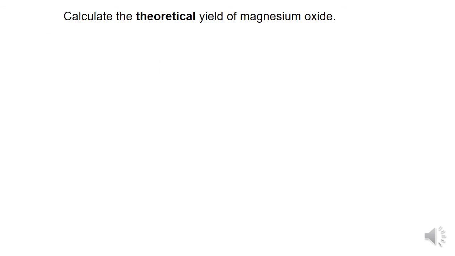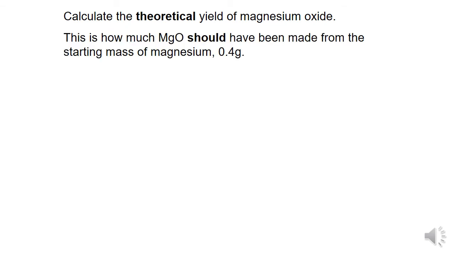So what we're going to do is calculate the theoretical yield of magnesium oxide. This is how much magnesium oxide should have been made from the starting mass of magnesium, 0.4 grams. So this is exactly the same as the starter question. It's a reacting mass calculation. How much magnesium oxide should be made if we burn 0.4 grams of magnesium in oxygen? So pause the video and see if you can calculate the theoretical yield of magnesium oxide in grams. Press play when you're ready to carry on.